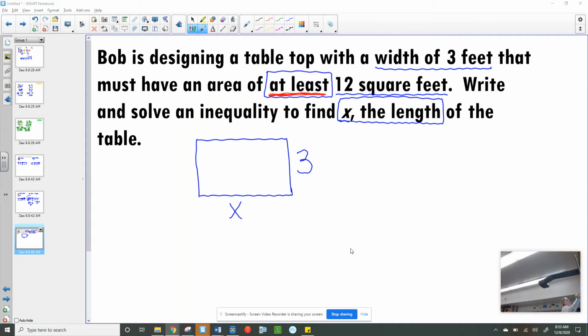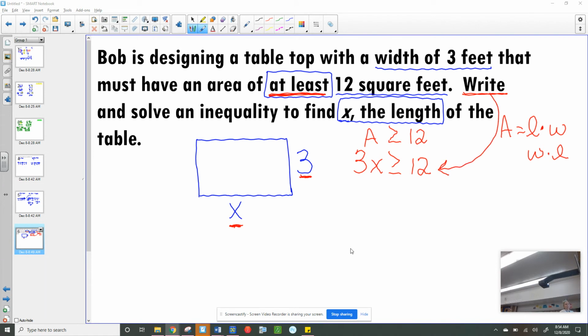So we know area is length times width. We could also do width times length. Those are the same thing. And I'm going to use width of 3 times length of x. So that's my area needs to be more than or equal to 12. Okay, so when it says write an inequality, that's what I did here. This is the inequality that I needed to write.